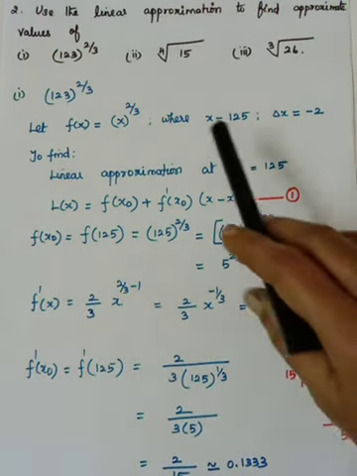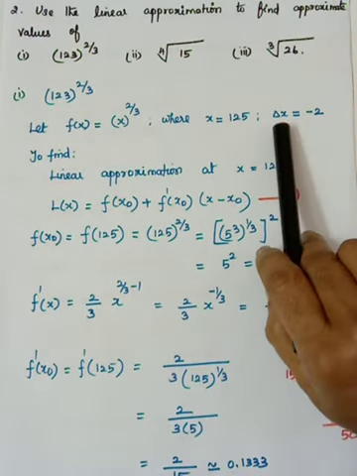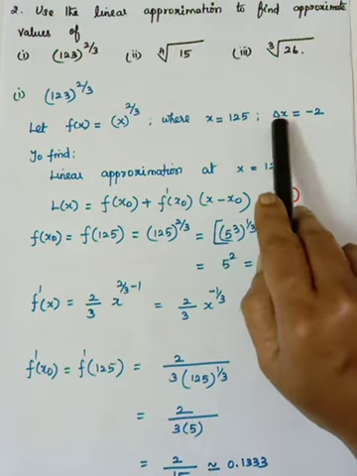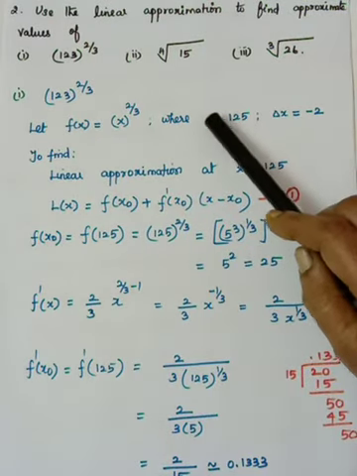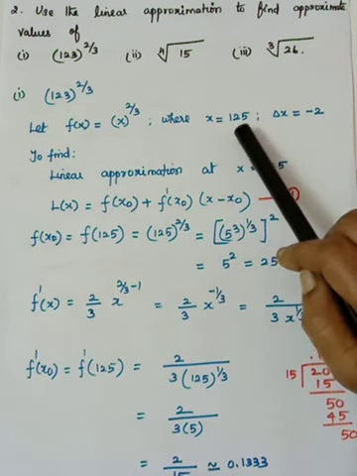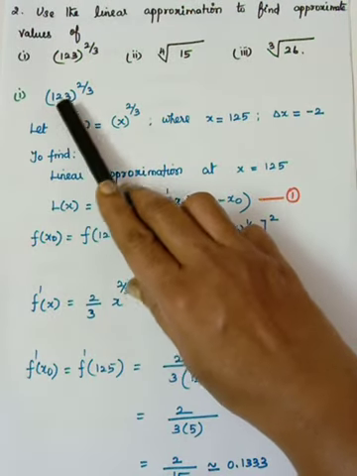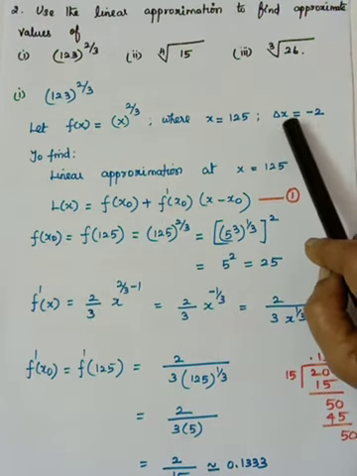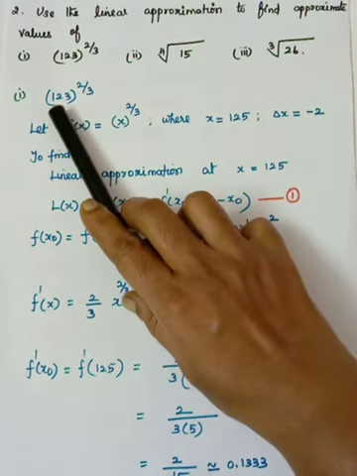Here x is taken as 125 and the small change in x, that is del x, is minus 2. Therefore x plus del x is 123. So first we are going to find the approximated value for x equal to 125, and from that we are going to find the approximate value of 123. That's why we have taken x equal to 125 and del x equal to minus 2. If you add these two, you will get the number 123.